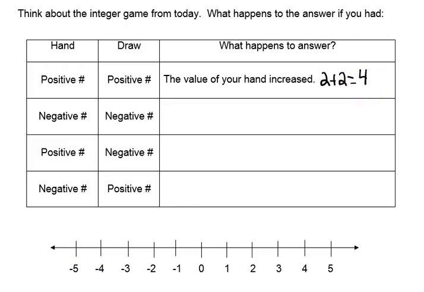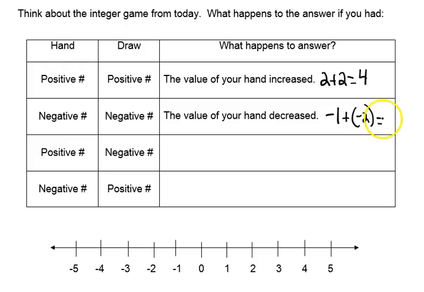What happened to your hand if you had a negative number in your hand and then you drew a negative number? The value of your hand decreased. For instance, if you had negative 1 in your hand and you drew a negative 2, the sum of your hand would be negative 3. If you use your number line right down here, here's the sum of your hand at first, a negative 1. You drew a negative 2, so we count down 2, 1, 2. So the sum of our hand is negative 3. Our hand decreased in value because we're further away from 0 on the number line.